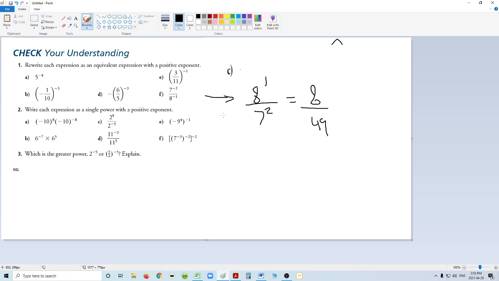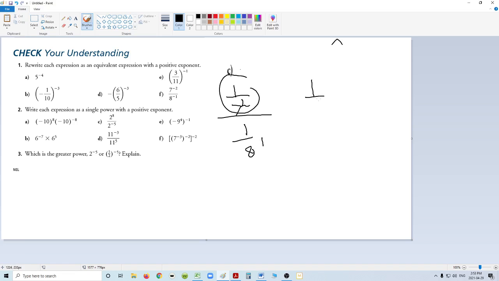If in doubt, you can do the whole thing the long way. So what happens to the top? It becomes 1 over 7 to the 2. What happens to the bottom? 1 over 8 to the 1. How do you divide two fractions? You take the first fraction and you multiply it by the reciprocal of the second fraction. And you can see that we get exactly what we got before. So they just want you to be comfortable with it.